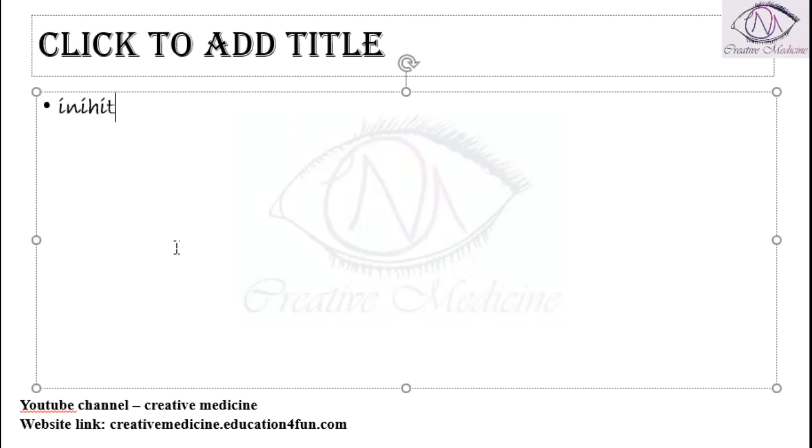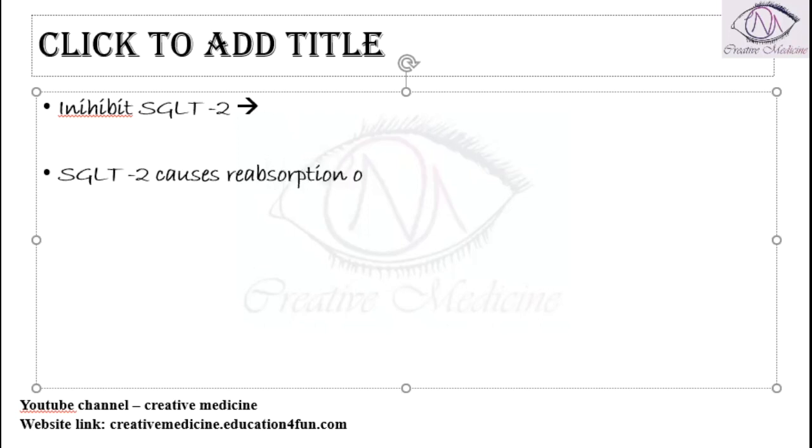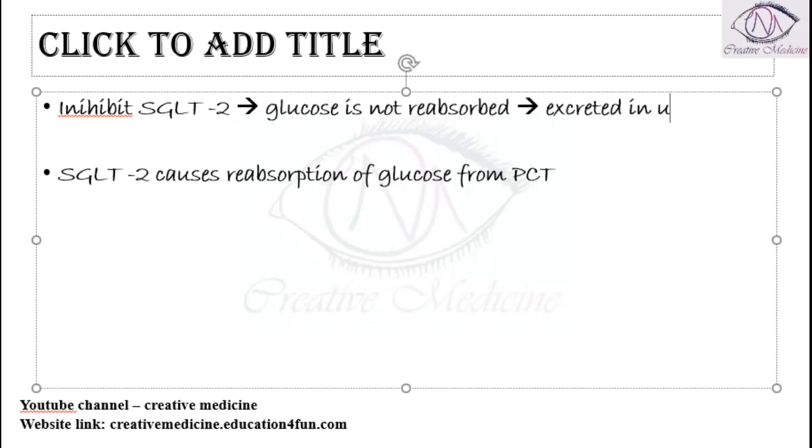When these drugs inhibit the sodium glucose transporter SGLT2, which is normally required for reabsorption of glucose in the PCT, because of the absence of this, the glucose is not reabsorbed. If glucose is not reabsorbed, it will be excreted in the urine, thus maintaining the blood sugar levels.